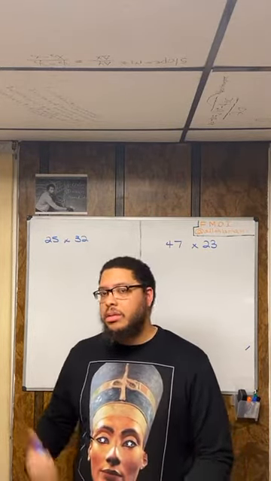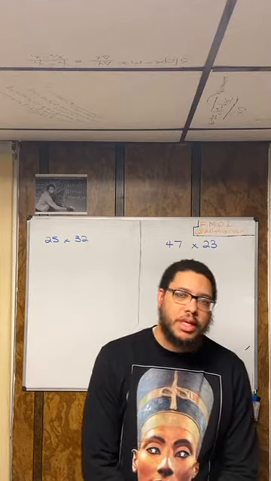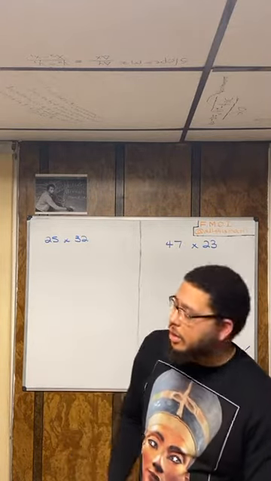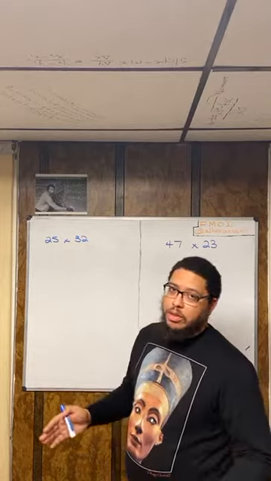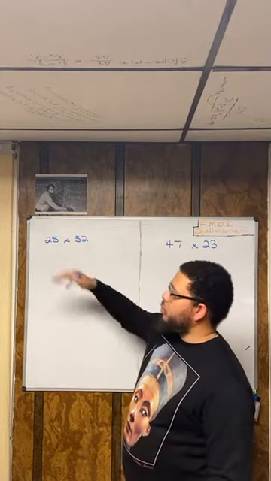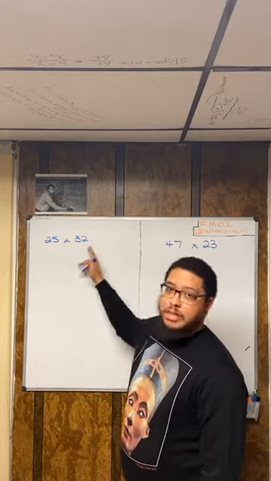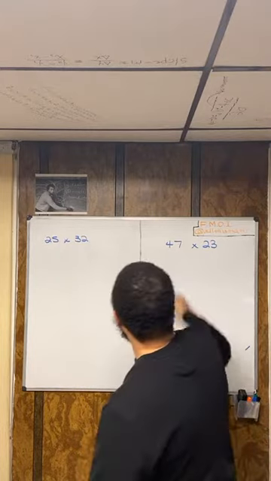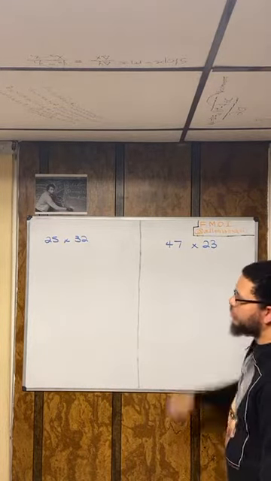And today, we're going to do some multiplication. Now, there are many different ways that we can multiply. And today we have two examples. We have 25 times 32, and we have 47 times 23.